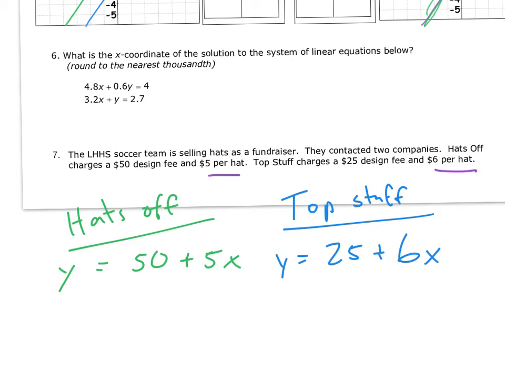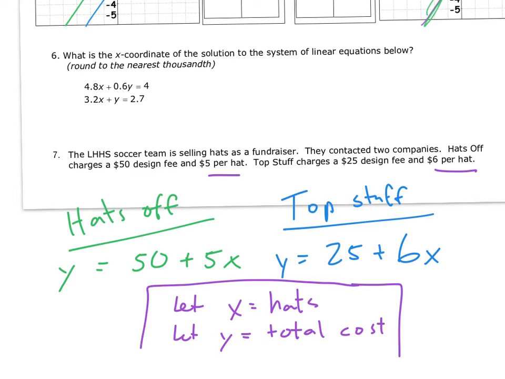Now for your let statements there, let's look at what our variables mean. So in Hats Off and Top Stuff, if you look at the 5x and 6x, that x is representing each hat that they purchase. So for our let statements, in your box on your page, you'll write let x equal hats, and then y, if we think about it, 50 is a dollar amount and 5 is a dollar amount, so y is going to be a total dollar amount. So we'll say let y equal total cost. So that's going to be in your let statement box on your page.